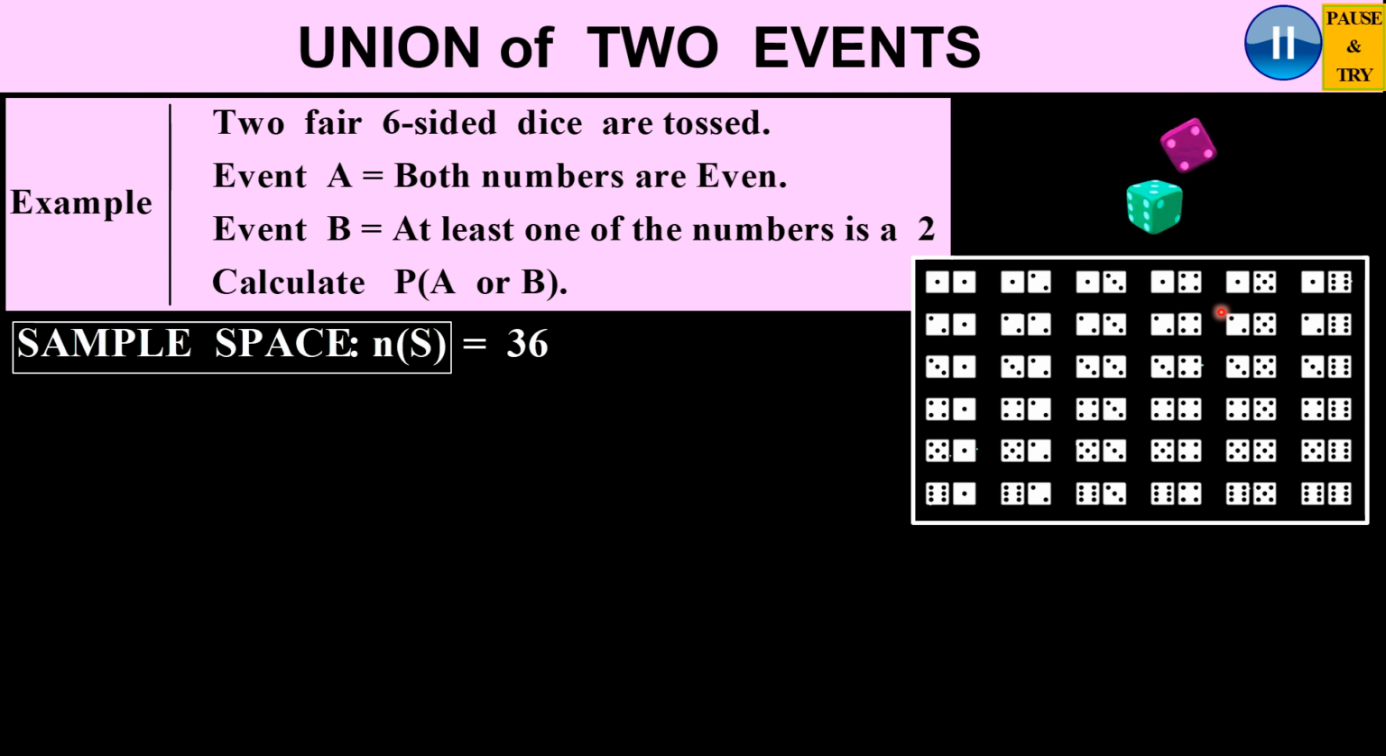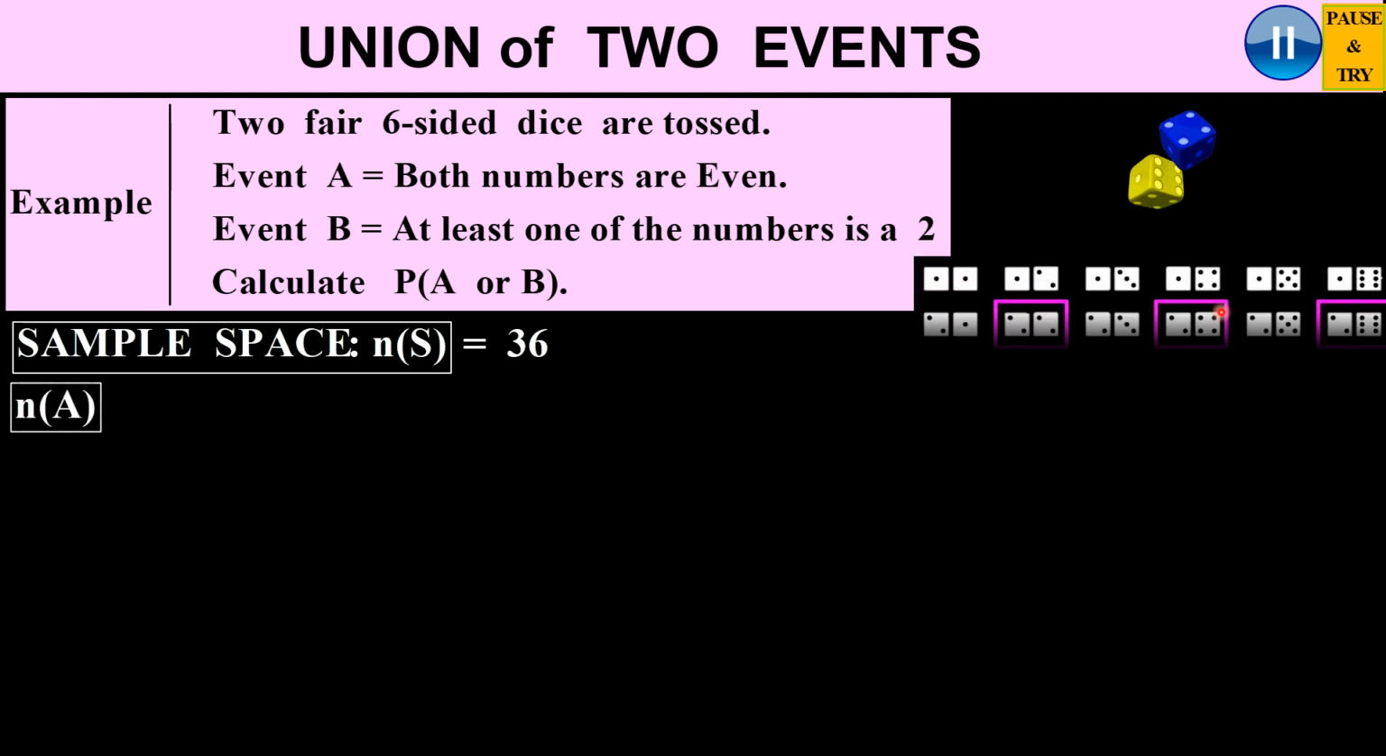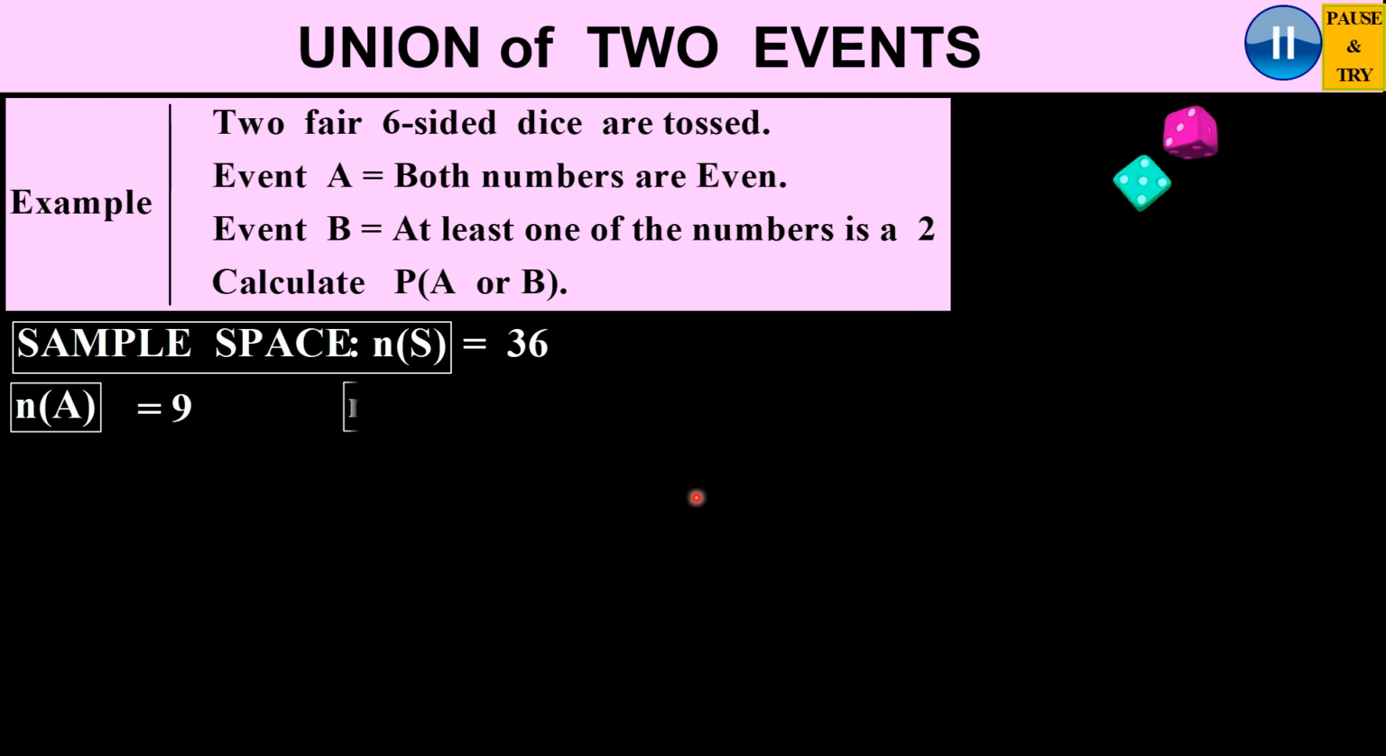Next, both numbers are even. So I want to look there. Let's look at the sample space and now we check where do we have both numbers even. That's correct. That can be a double 2, and we can have a 2 and a 4, and we can have a 2 and a 6, and we can have a 4 and a 2, and a 4 and a 4, or a 4 and a 6, or a 6 and a 2, and a 6 and a 4, or a double 6. If we count that, that's correct, we get 9. So the probability of event A occurring would be 9 over 36.